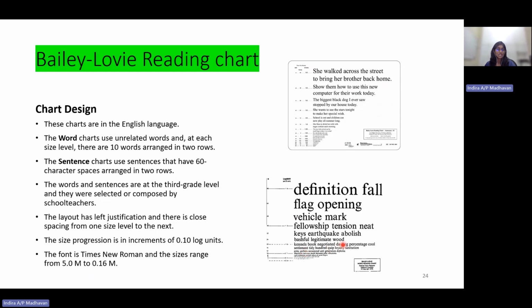This is the word chart and this is the sentence chart. The sentence chart uses sentences that have 60 character spaces arranged in 60 rows.